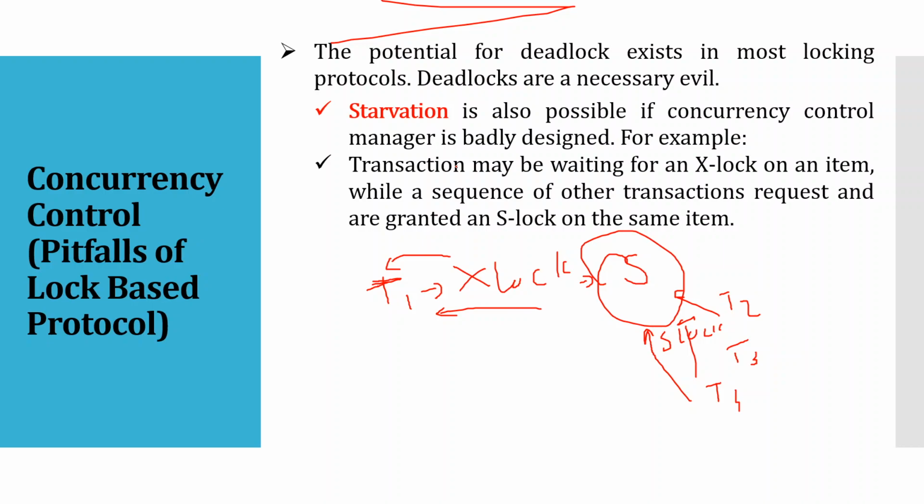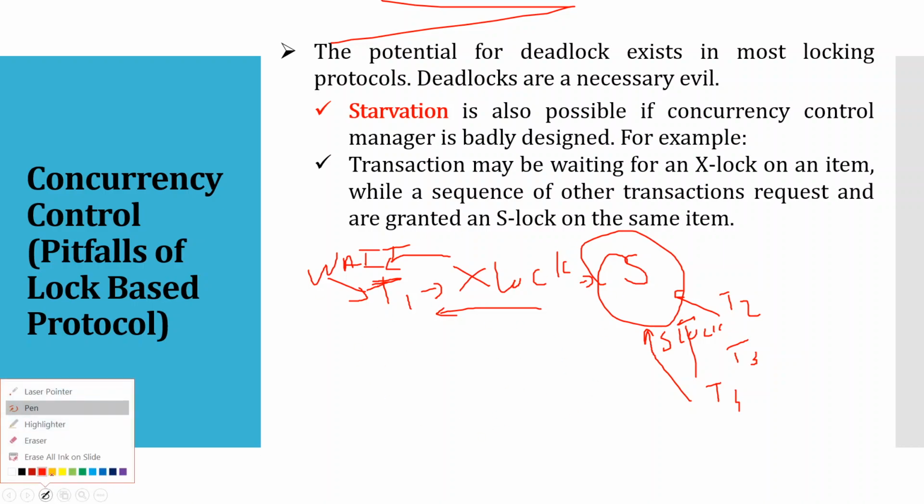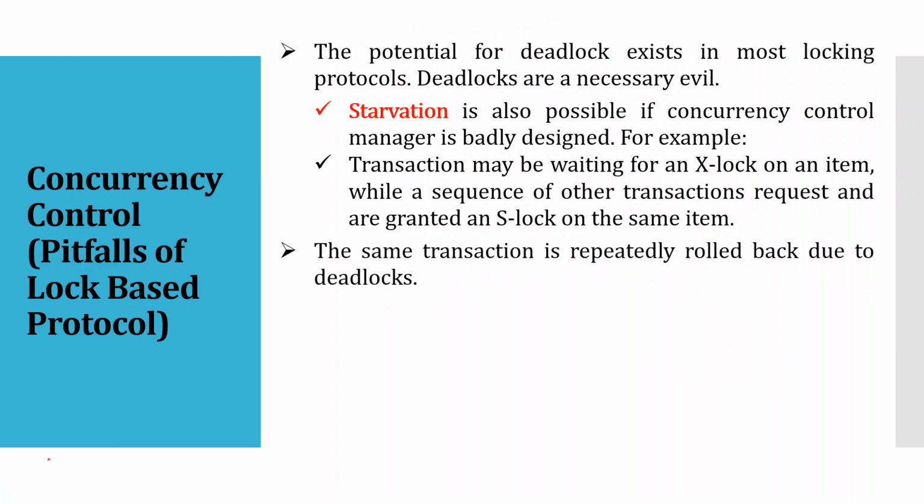So what it says, starvation means one transaction has been made to wait while other transactions are given the grants for the locks and they are also performing their operations. So one transaction is kept in wait state in an infinite loop. So this is what starvation is. So the same transaction is repeatedly rolled back because it is kept in a wait loop continuously. So it will be rolled back continuously, repeatedly, right?